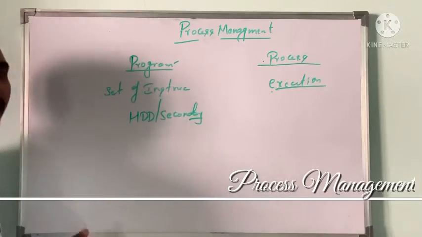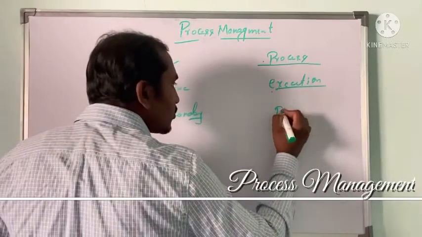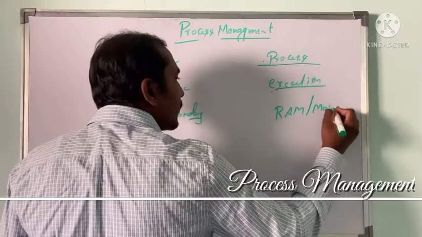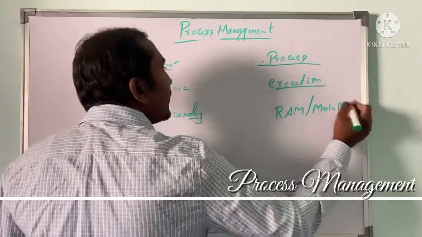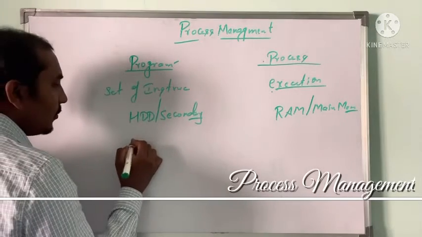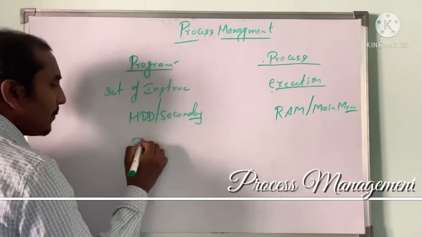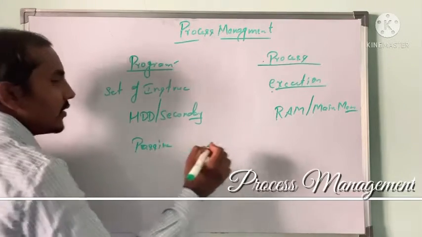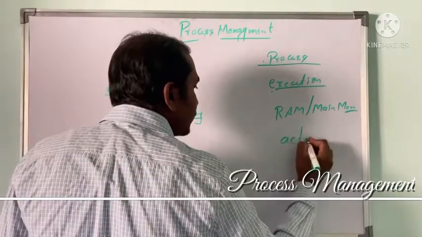So it will be stored in a secondary storage device. Where will this be stored? It will be stored in RAM, or you can also write main memory. In main memory we are going to store the process. Here the object or the program will be in a passive state. Here it will be in an active state.